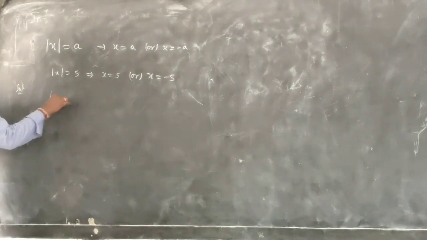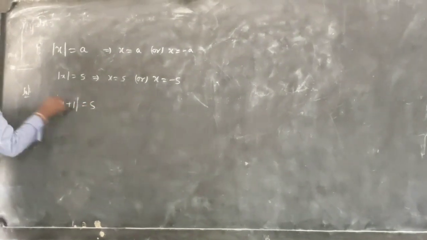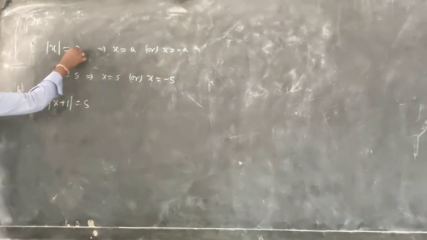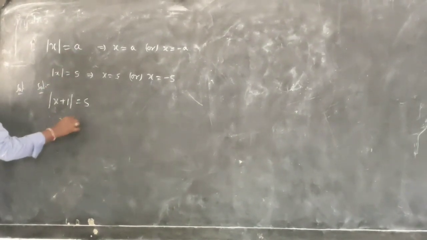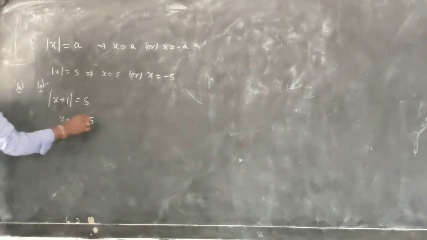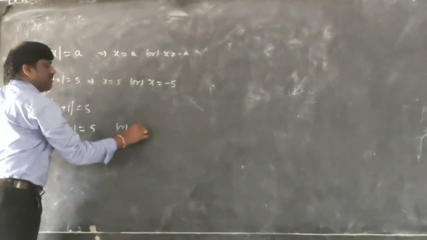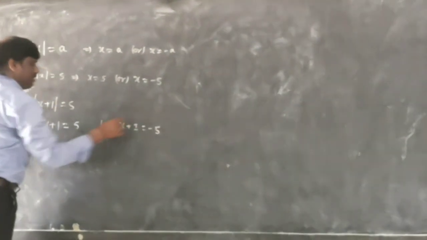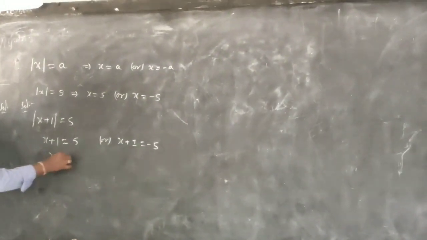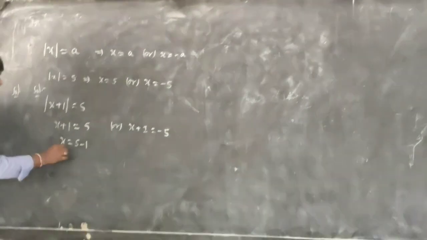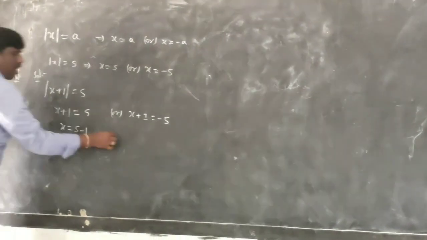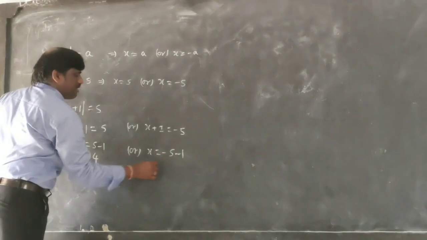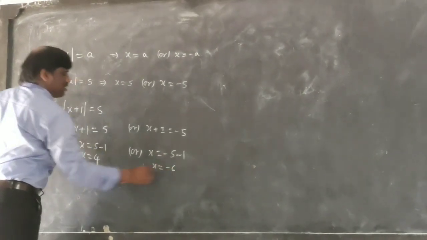Let us solve some questions. Suppose mod of x plus 1 is equal to 5. What is the value of x? According to this rule, we write x plus 1 is equal to 5 or x plus 1 is equal to minus 5. It means x is equal to 5 minus 1, that is x is equal to 4, or x is equal to minus 5 minus 1, so x is equal to minus 6.